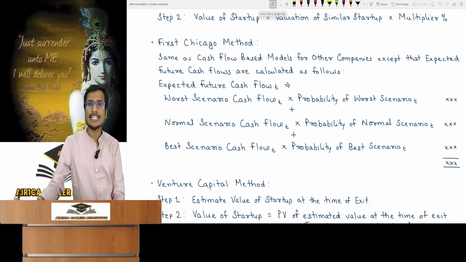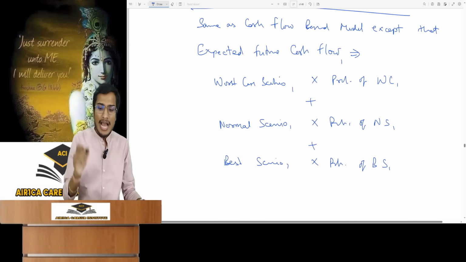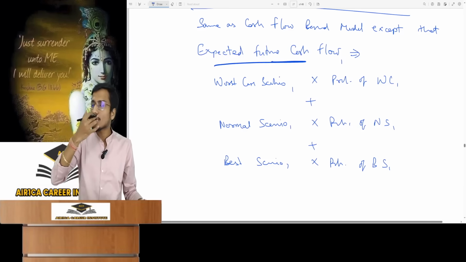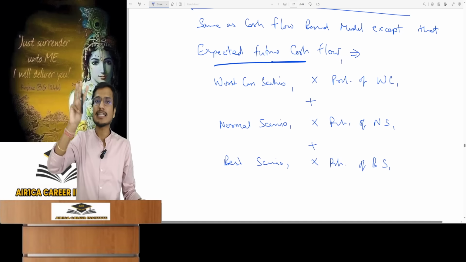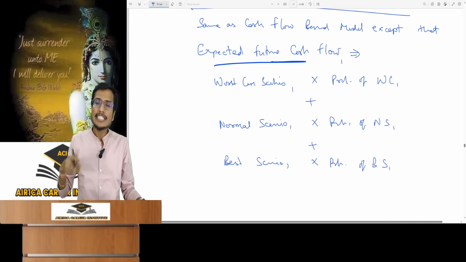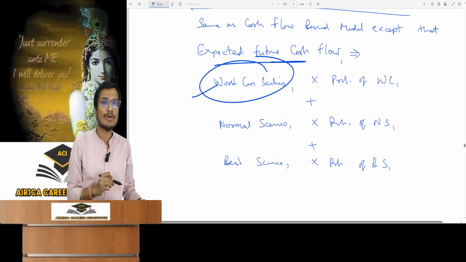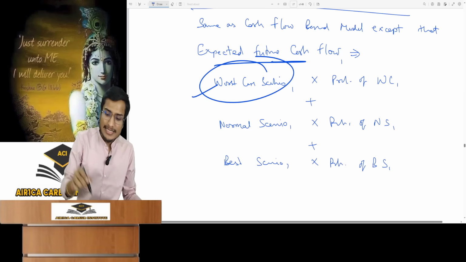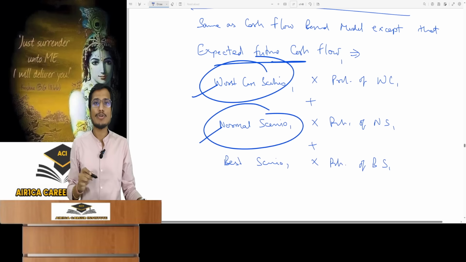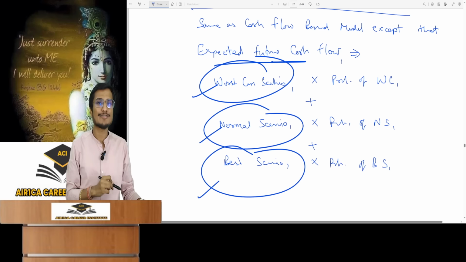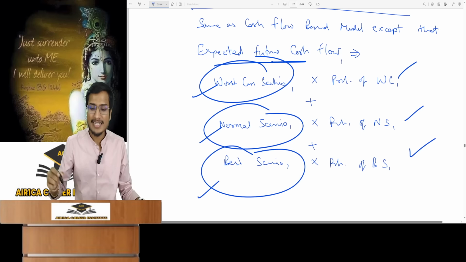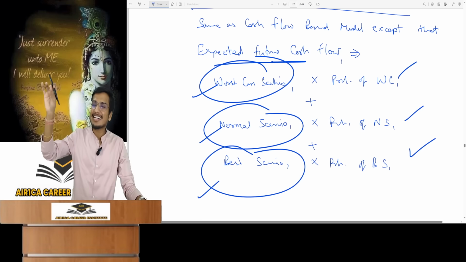We'll calculate expected future cash flow through an example. For a startup, fixed future cash flow cannot be estimated. Estimate 3 cash flows annually. For a startup, estimate 3 cash flows. What's the first year's worst case scenario cash flow? What cash flows will the startup generate in a normal first year scenario and in the best case scenario? And probability of all 3 scenarios. Calculate the probability weighted cash flow per year.